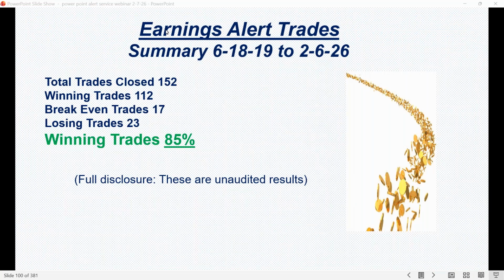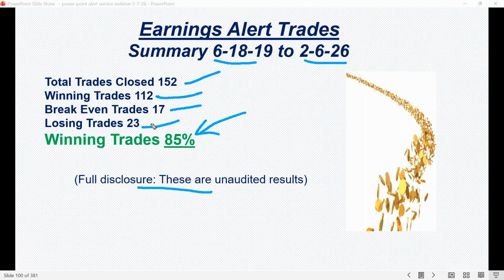And then just one more thing here. These are earnings trade setups that are sent out. These are very, very selective. And here's what we've done so far since starting this back in June of 2019 through Friday. Very, very selective trades here. 152 trades we've closed out. 112 of those winners, 17 break even, 23 losers. Win break even rate of these are 85%. Again, unaudited.